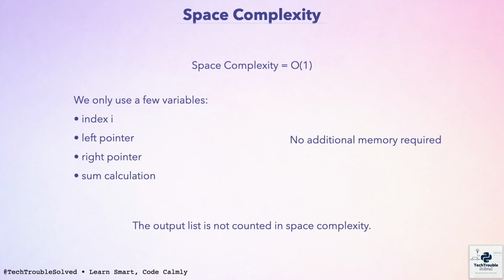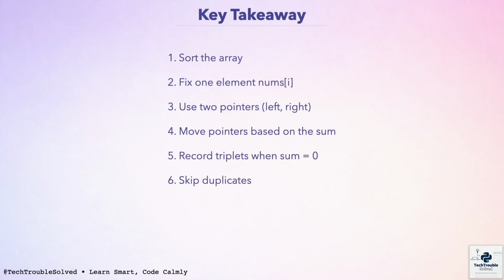Next, let's quickly summarize the key takeaways from the three-sum algorithm. First, we sort the array. Sorting is essential because it allows us to use the two-pointer technique efficiently and also helps us handle duplicates easily. Next, we fix one element which we call nums[i]. This element becomes the first number of our triplet.